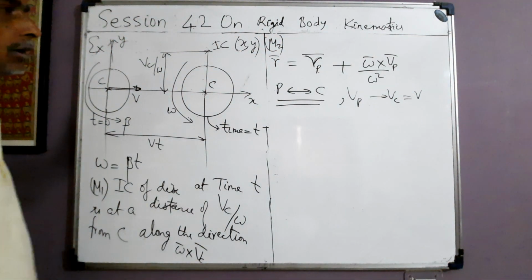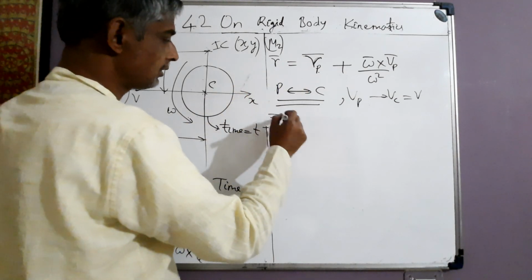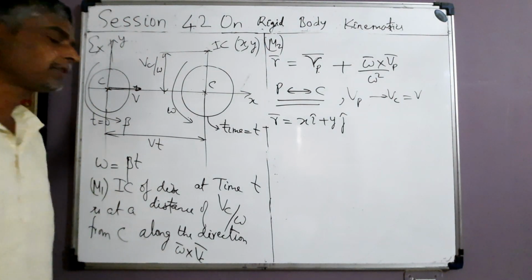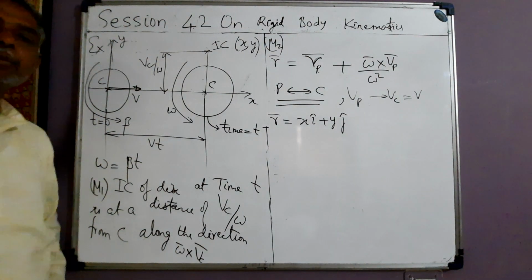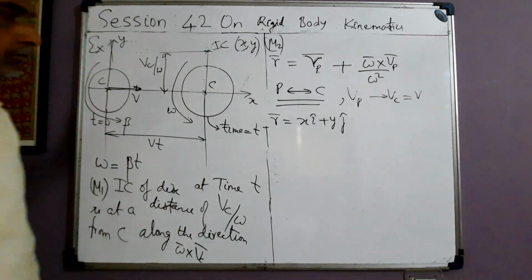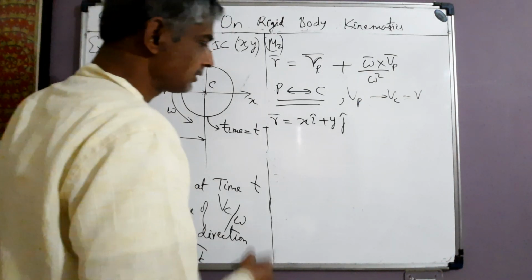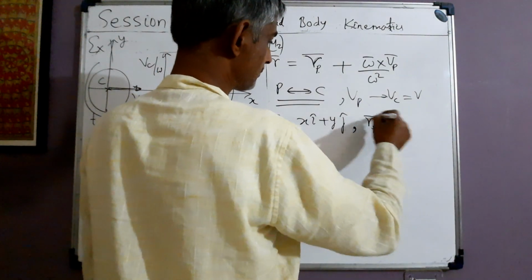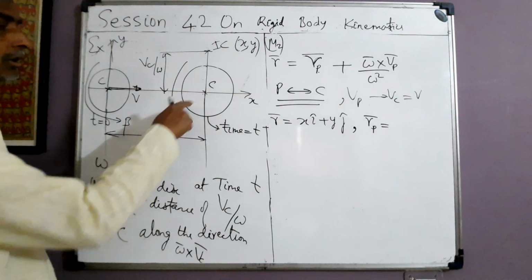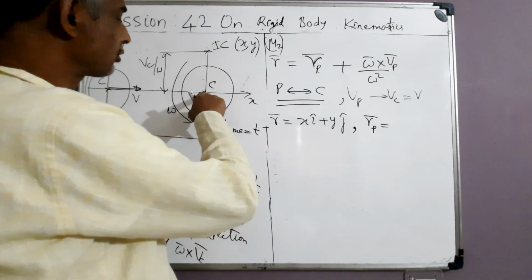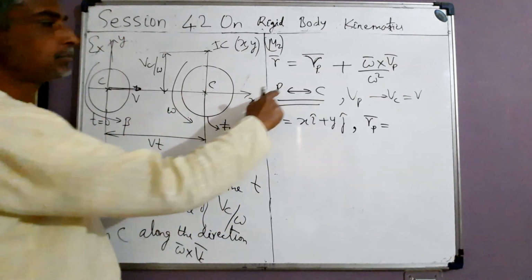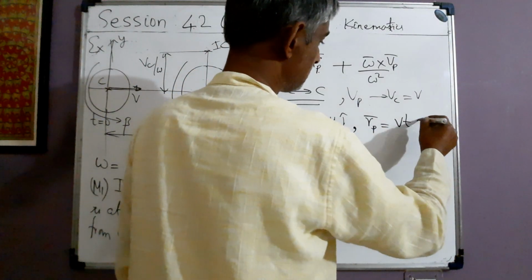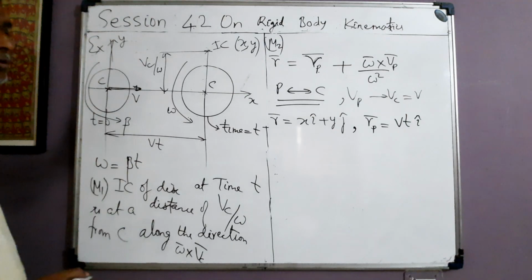Now we apply this formula. R is equal to x i hat plus y j hat, the position vector of the IC of the disk with respect to ground, where x and y are the coordinates of IC at time t. Rp is the position vector of the location of the disk at time t. Now instead of P we have point C, so Rp is just equal to Vt i hat.